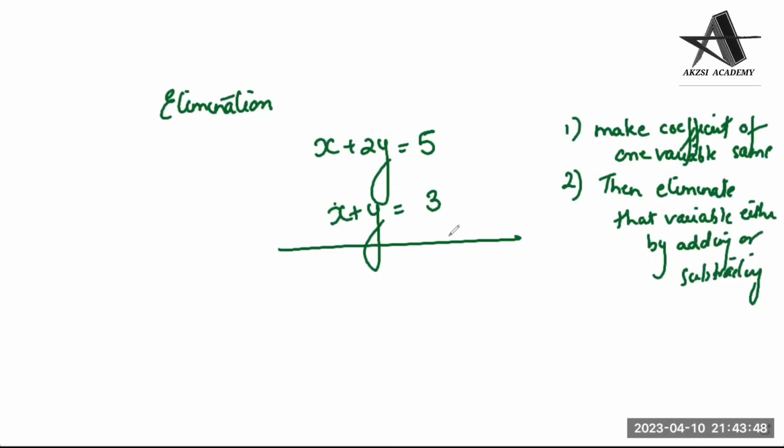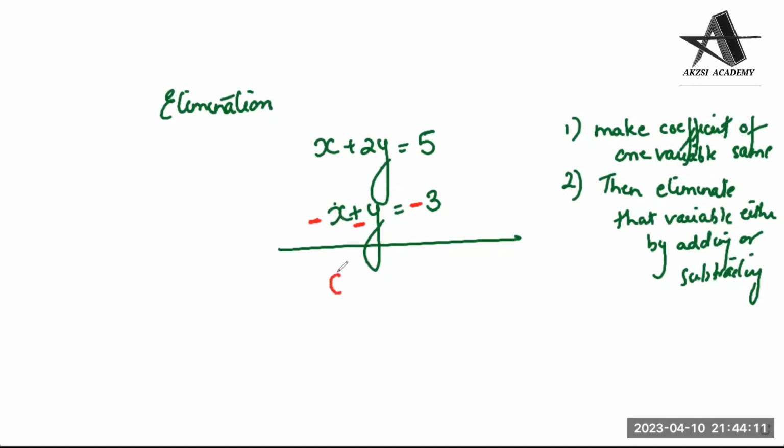Elimination means making it 0. If I add x plus x, it will become 2x, so I can't eliminate it. I can eliminate if I subtract: x minus x will give me 0. So in this case, I need to subtract. If I'm subtracting this, I need to subtract this as well, and this as well.